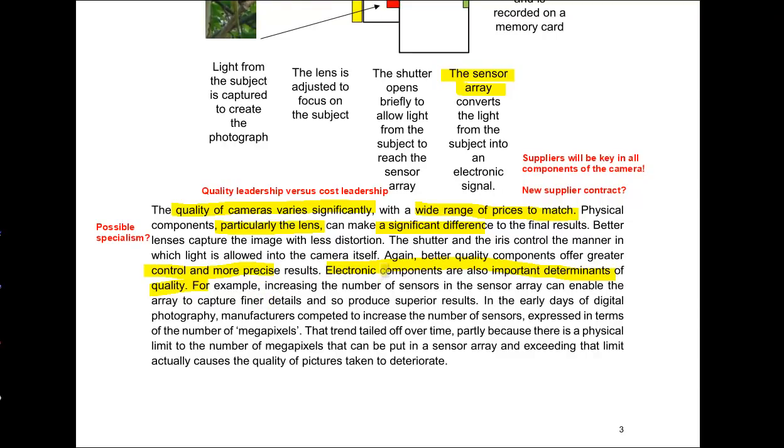And as we move down, we can see that essentially increasing the number of sensors in the sensor array can enable the array to capture finer details. So again, linking back to this sensor specialism that Sony have done in the real world, perhaps Montel could get in on that, especially if the number of them is important, because that means that there might be a high volume market versus the standard camera market.